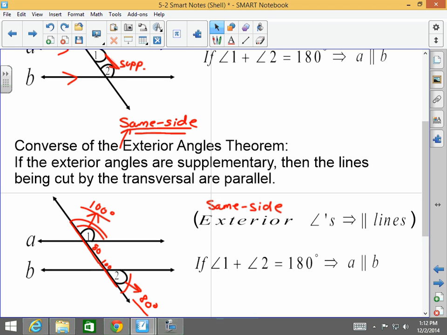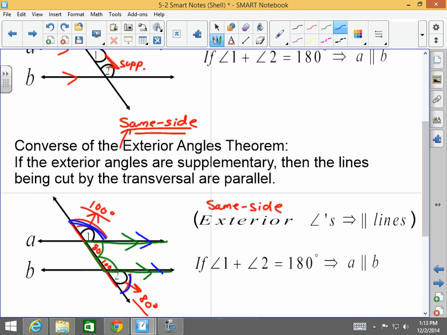No, it has nothing to do with corresponding angles. Corresponding angles are congruent and you have the F. What I just said was same side, which is the U or the C. If same side interior angles are supplementary, that means that these lines are parallel. If same side exterior angles are supplementary, then the lines being cut by a transversal are also parallel. Has nothing to do with corresponding.